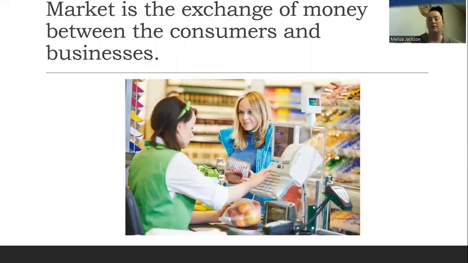So what's market? Market is the exchange of money between the consumer and the business. If you think about going to the grocery store, you collect the items that you're going to need to consume for the week, to cook and bake for the week, and you hand the cashier your money and you get those items back.